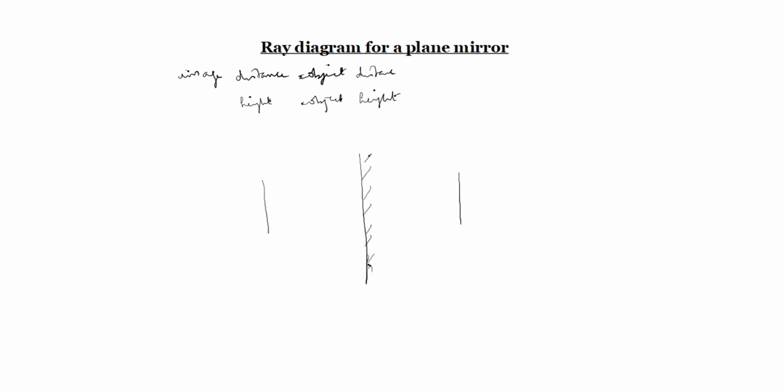Now, the ray diagram for a plane mirror. What is the ray diagram of a plane mirror? Image distance is equal to object distance. Image height is equal to object height. So you have to draw the object distance the same as the image distance. Draw the plane mirror. This distance is the same as this distance. If this is 4 centimeters, this should be 4 centimeters. This height and this height should be the same. This is the object height. So A, B, A dash, B dash.